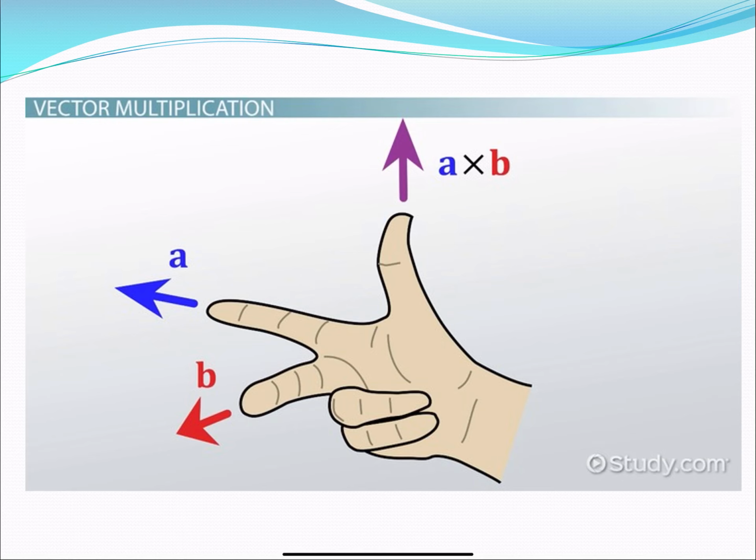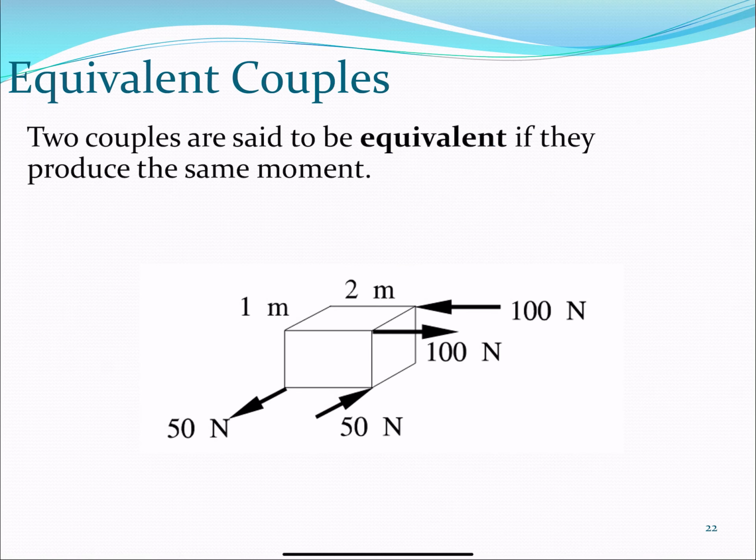So, friendly reminder on vector multiplication, A cross B: the index finger goes with A, the middle finger goes with B, and A cross B is given by the thumb, perpendicular to both vectors. We need this because after this point we'll have to be really comfortable determining the sense of our moment vectors.